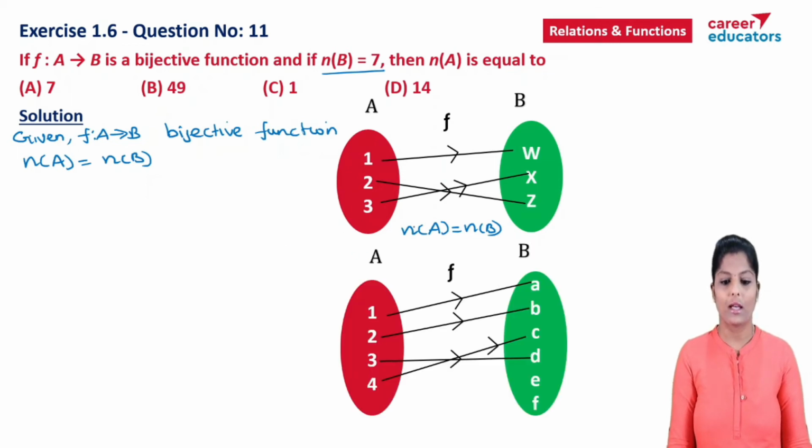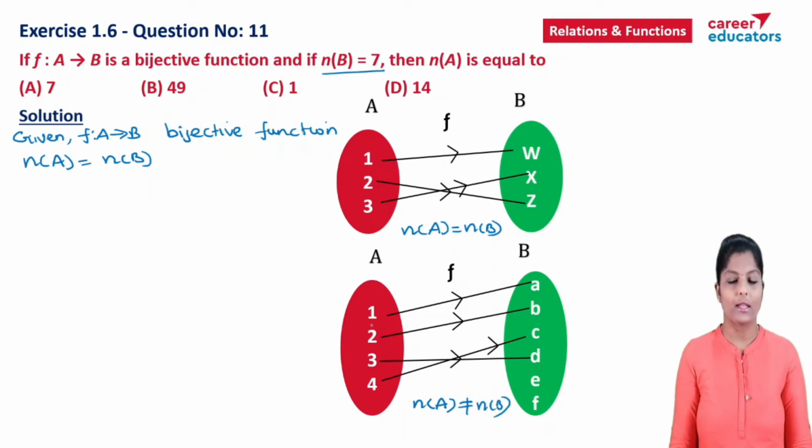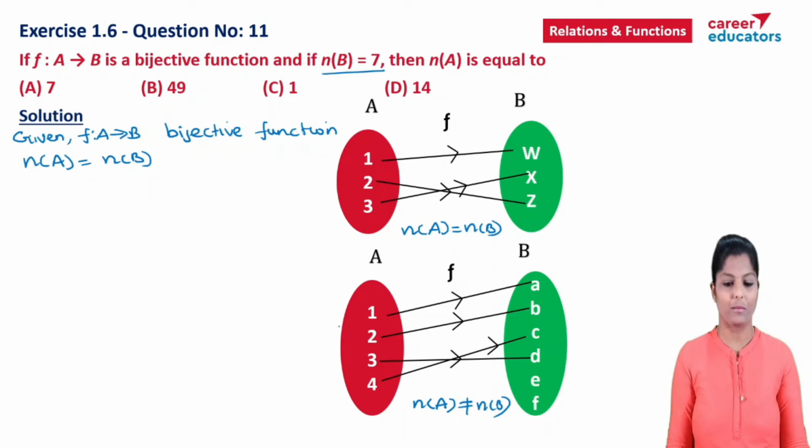Let me see another example. This function is having set A and set B. Set A is having 4 elements and set B is having 6 elements. So n of A is not equal to n of B here. Now we can say that this function is not bijective function because it does not satisfy the condition of onto function, which means the range is not equal to codomain. So if n of A is equal to n of B, then we can say that the function is a bijective function.